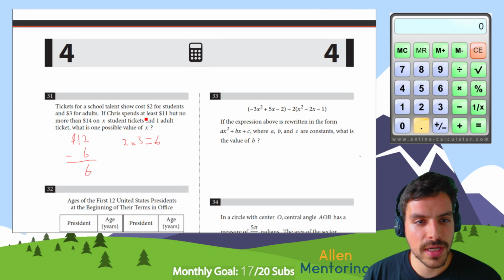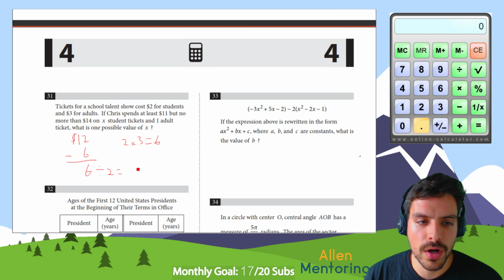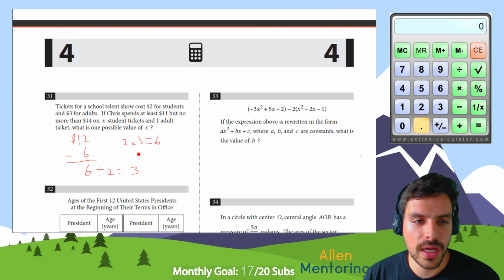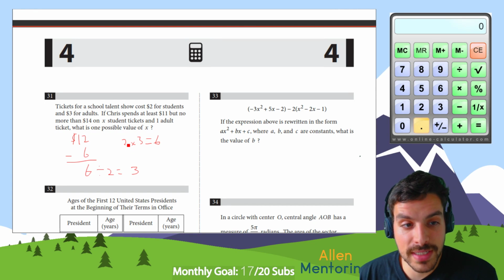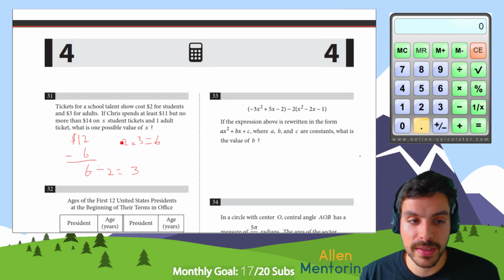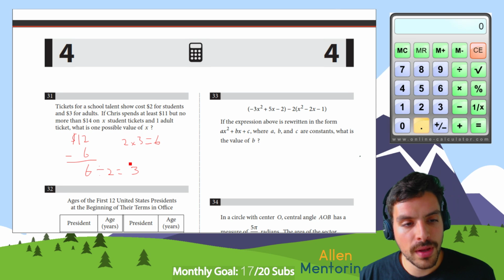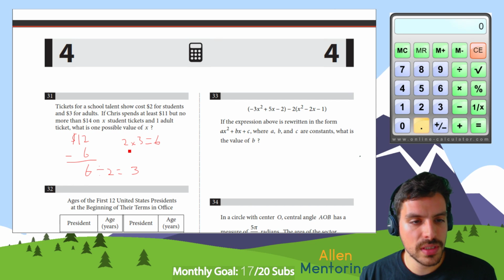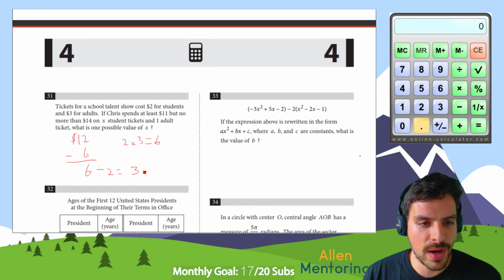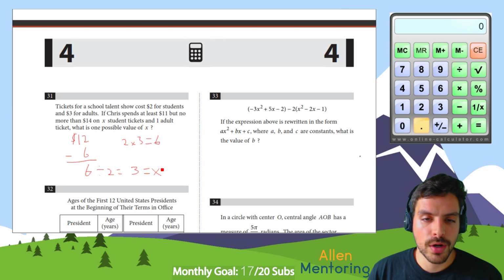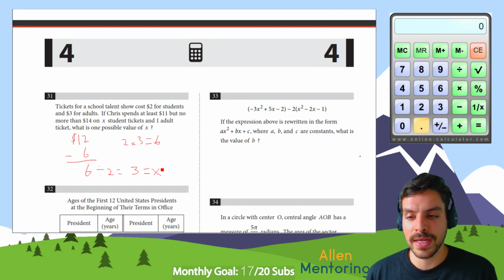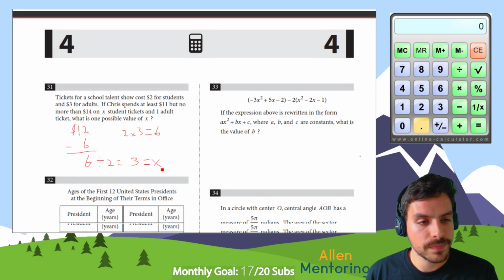And since student tickets cost $2 each, we obviously know that there are 3 students and 2 adults in this example. I could have picked any number: 12, 13, 14. I picked 12, and I found out that there are 2 adults and 3 students. X represents student tickets, so I could put 3 as an answer for X. There are several different answers that you might get depending on what number you chose.